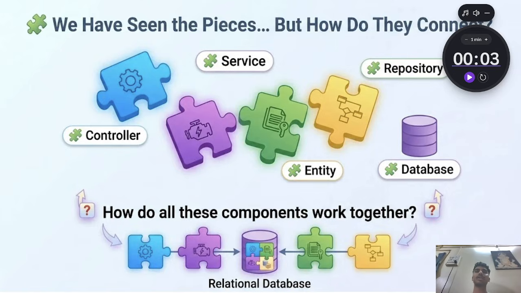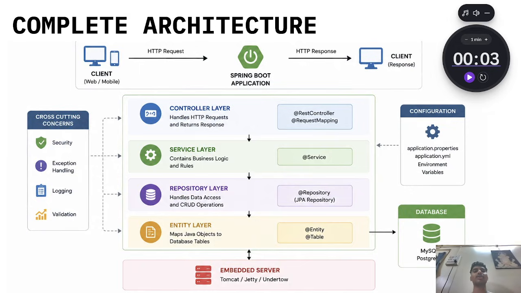Moving on forward, as we have seen all this in a particular manner, let's see how they are grouped together to work in a very sequential manner. A complete architecture here you can see. Client, the Spring Boot application. The Spring Boot application has four layers, which are the controller layer, the service layer, the repository layer, and the entity layer, with embedded servers like Tomcat, Jetty, and Undertow.